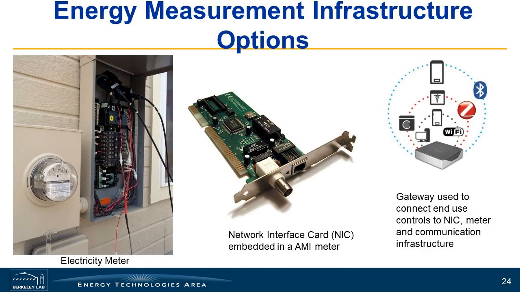Great. So the next chunk is that middle section that we talked about in the previous graphic. This is your energy measurement infrastructure options. And the photo on the left-hand side is of an electricity meter and a panel, obviously. This is the second group of components within the DR automation system.